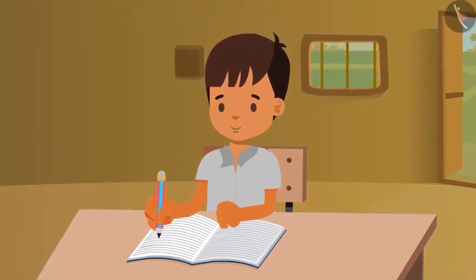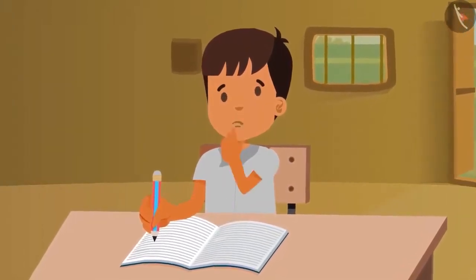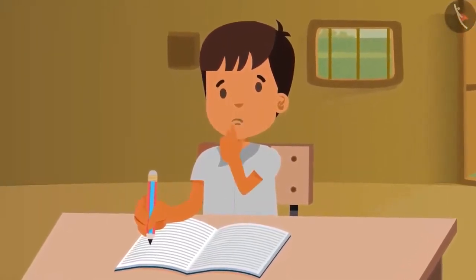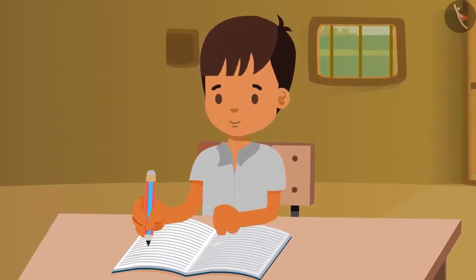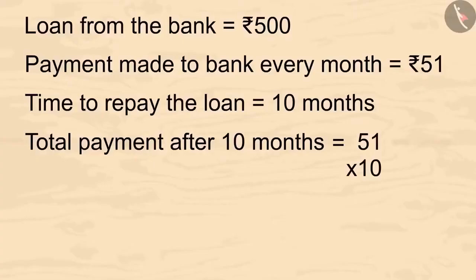Kids, can you tell how much total money Vimal has to pay back to the bank? You can calculate this by pausing the video. We can calculate it like this. 51 multiplied by 10 gives 510. Vimal will pay 510 rupees to the bank in 10 months.